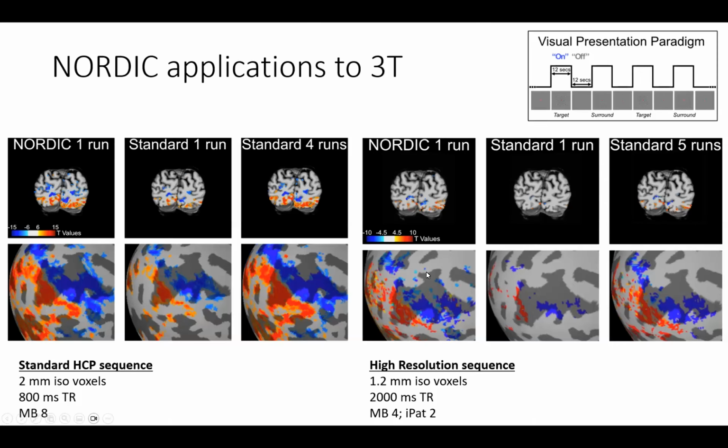And for both acquisitions, we can see again that we're replicating what we saw with our sub-millimeter 7T gradient echo data, where we need several concatenated runs of standard data to approach the extent and quality of activation achievable with a single Nordic run. And again, I'd like to point out the similarity in the pattern of activation that you can see with several concatenated runs of standard data and one single run of Nordic data.